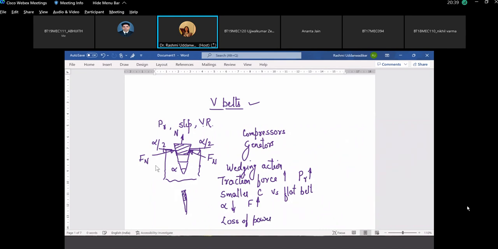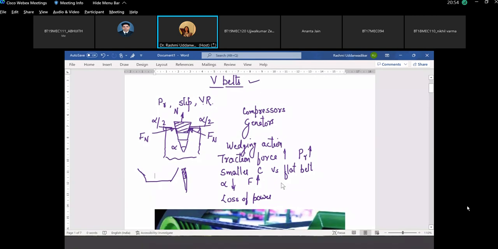If you increase the value of alpha more than 45, 50, 55, 60 degrees, this would become almost like a flat belt. And so normally the wedge angle is taken in the range of 35 to 40 degrees. So we'll see 34 degree, 36 degree, 38 degree, 40 degree. These wedge angles are given in the design data book also.